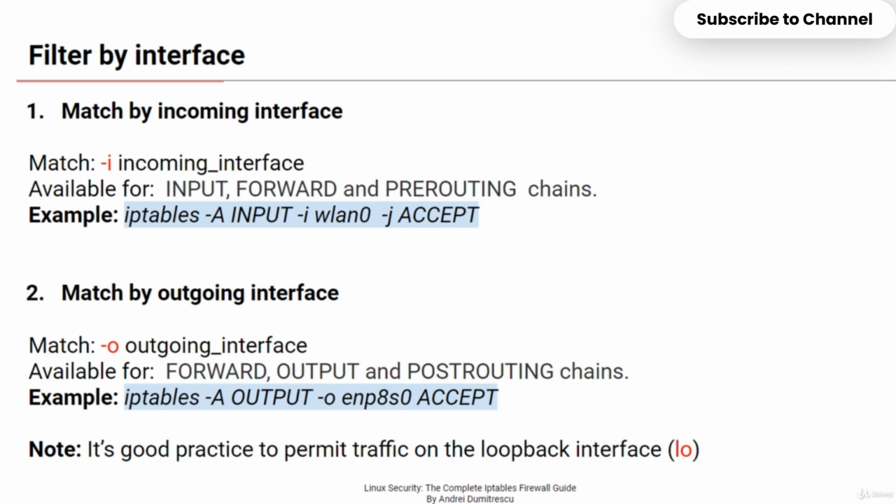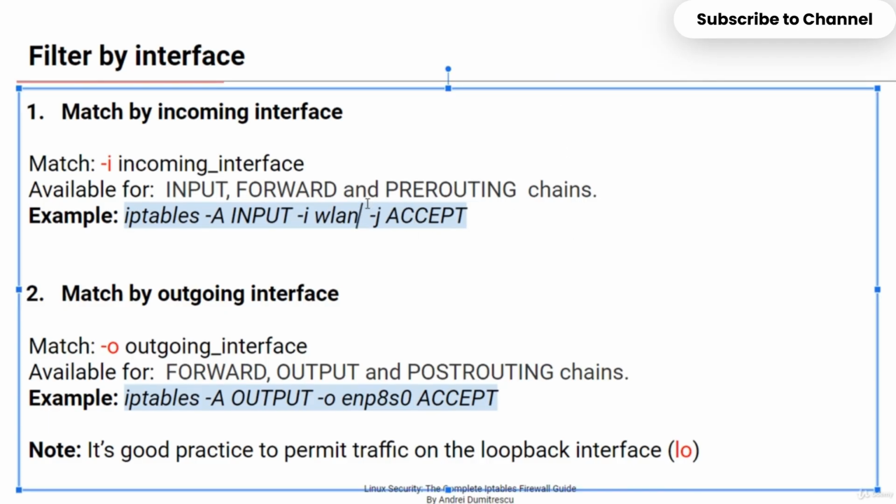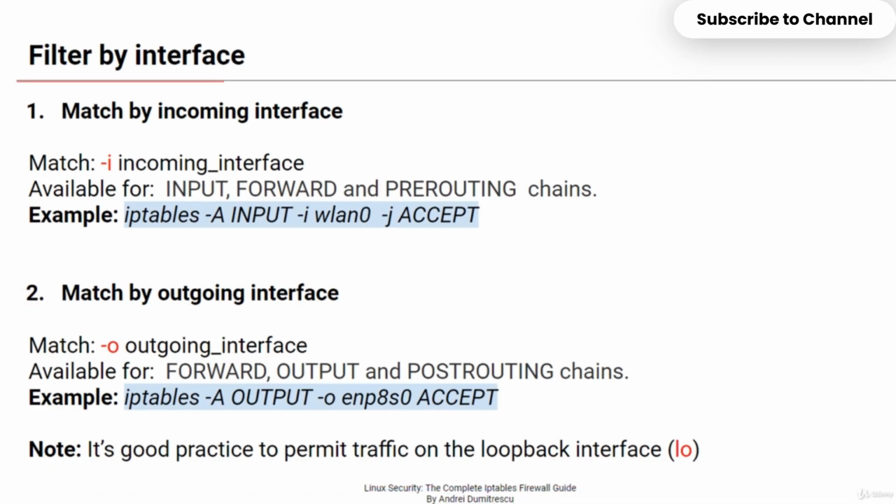Also note that if the interface name ends in a plus sign like this, then any interface which begins with this name will match. Also keep in mind that it's always good practice to permit traffic on the loopback interface, which is called lo. By the way, the loopback interface is a special virtual network interface that your computer uses to communicate with itself. It is used mainly for diagnostics and troubleshooting and to connect to servers running on the local machine.